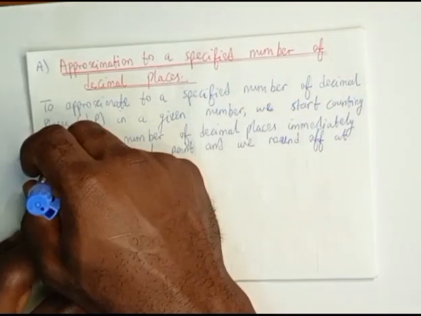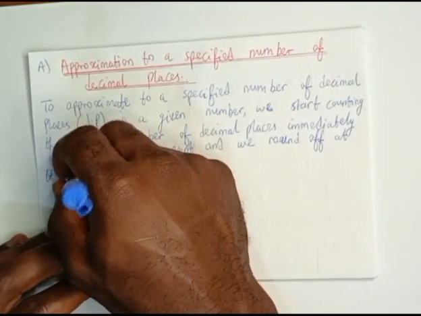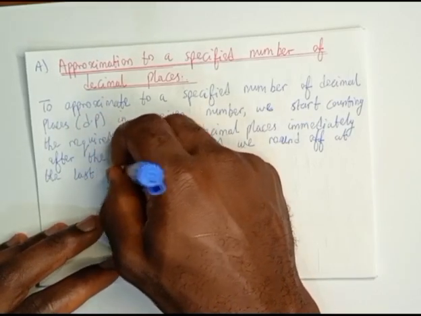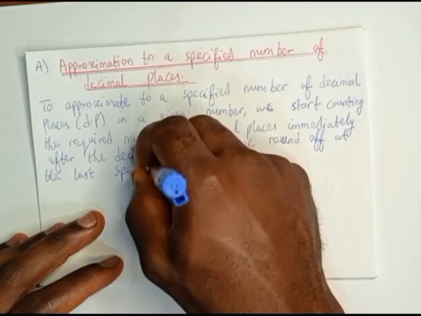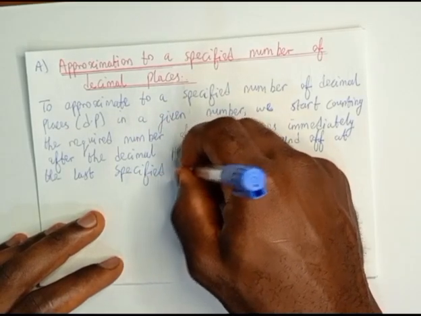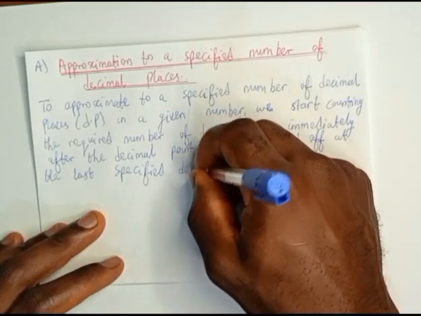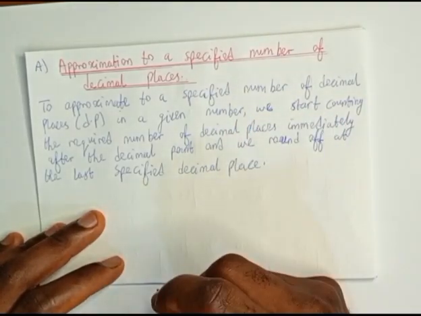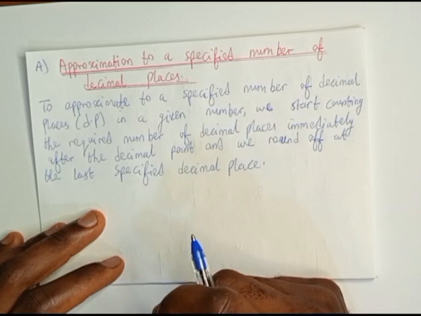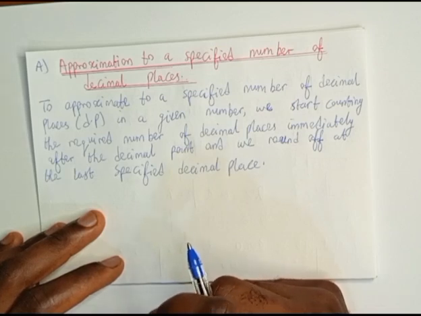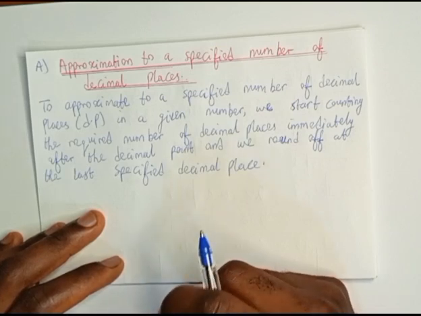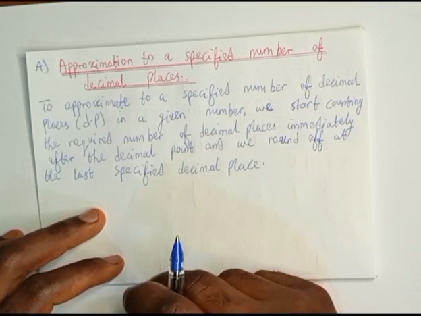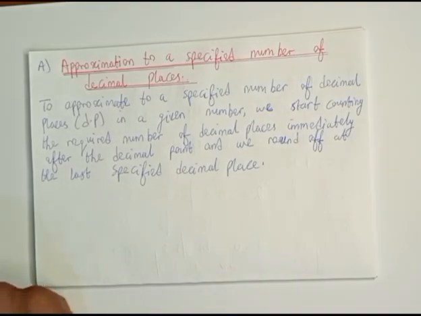at the last specified decimal place. That means if you are to approximate a given number to 3 decimal places, after counting the 3 decimal places, we round off. When we talk of round off, that means we either round down or we round up.